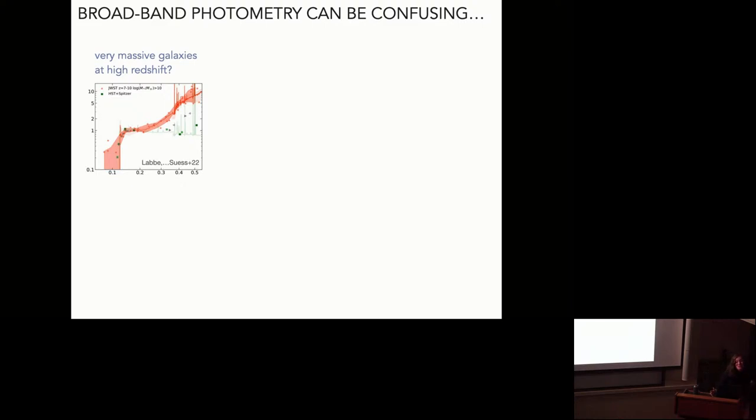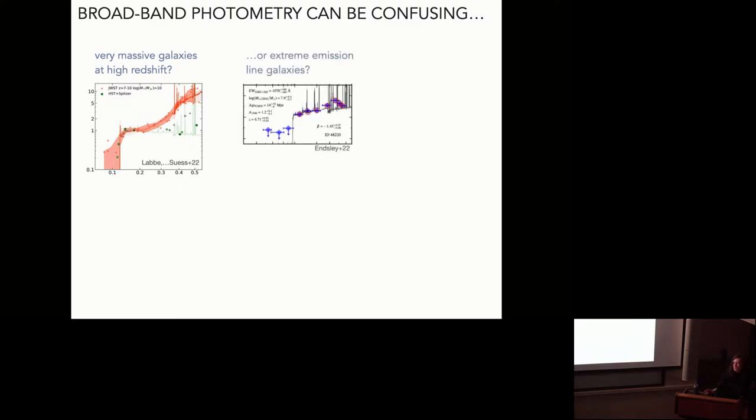And it turns out there are many different ways to interpret these same 7 or 8 photometric data points. And so one alternative explanation that people came up with, in this paper from Ryan Endsley, is that maybe actually this is all extreme emission line boosting.